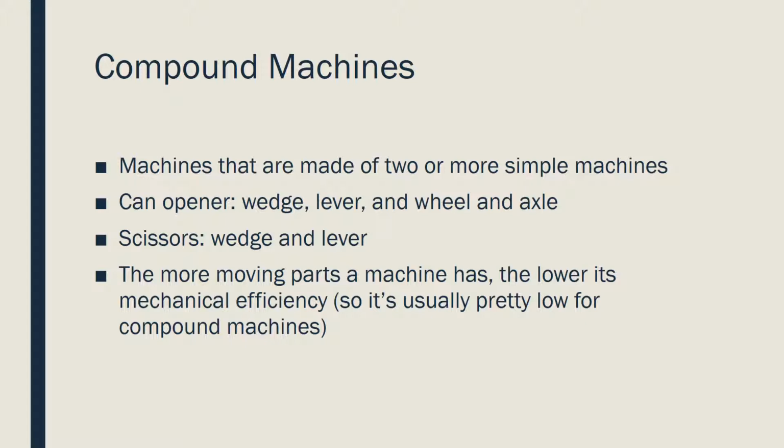The more moving parts a machine has, the lower its mechanical efficiency because of friction. The answer to almost anything. If you don't know the answer to something, guess friction. That's probably it. The more parts you have touching, the more friction there is, which means more of the energy is going towards that rather than the work that's being created. So for compound machines, the efficiency is definitely lower than it is for simple machines. But we're going to take a look at these actually in class coming up here.